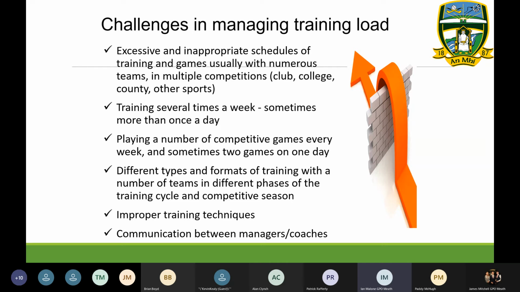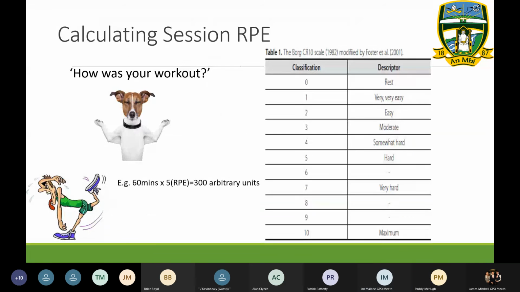They might not be aware that their player is playing other sports, or they may not be aware of the level of training they're doing. So that's a very big challenge when it comes to managing training load for your players.